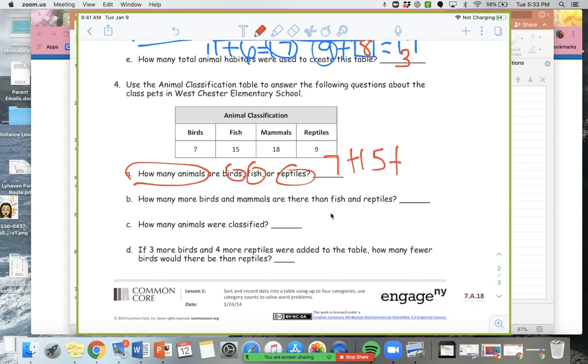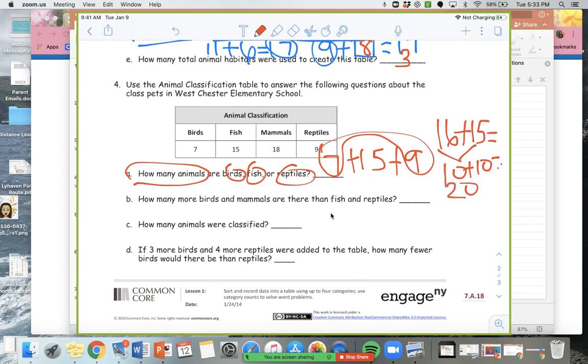15, and 9. So I know that 7 plus 9 equals 16. 16 plus 15 equals, I could do 10 plus 10, which equals 20. 6 plus 5 equals 11. 20 plus 11 equals 31. That's my answer. Sorry, it's a lot of numbers right there.